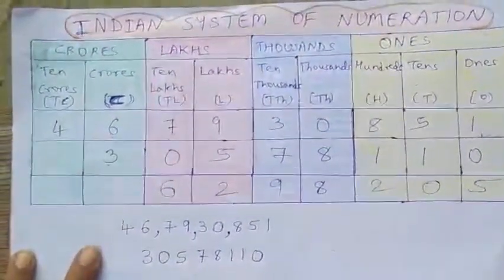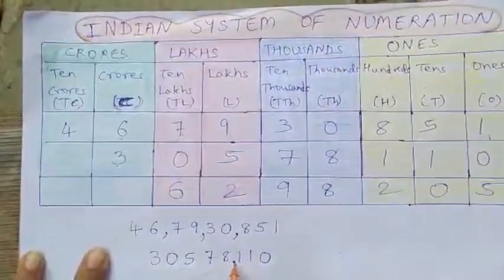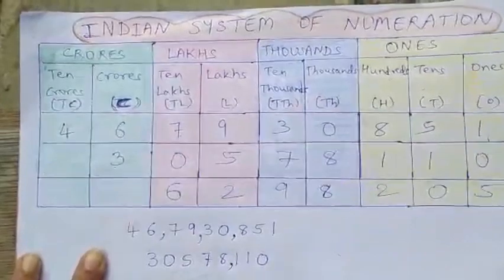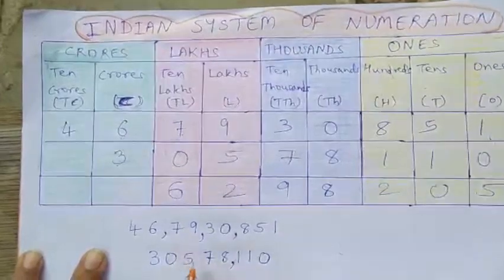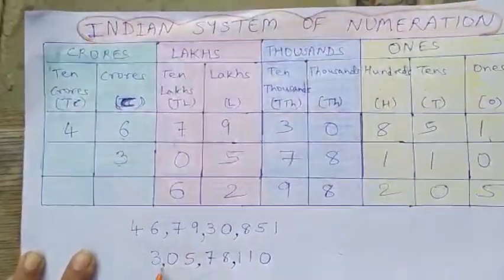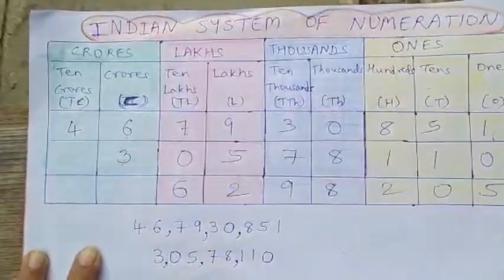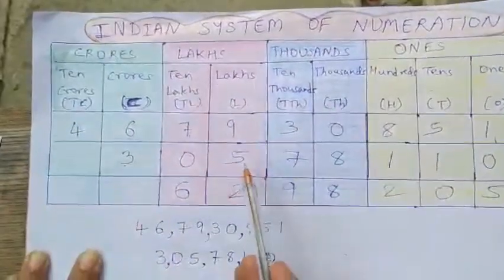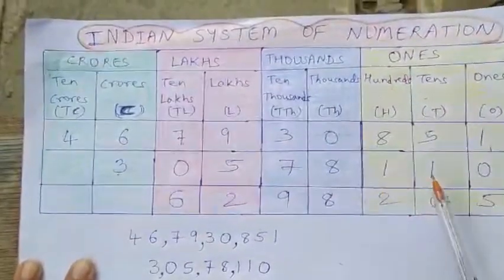Now in the same way, we will put commas in the next example. Initially, we will put a comma after 3 digits from the right side, because the ones period has 3 sub-periods. After that, we will start putting commas after 2 digits from the right side. 1, 2, put a comma here. Next 1, 2, put a comma here. This is the last comma because the period ends here. Now we will try to read this number. 3 crore 5 lakh 78,110.